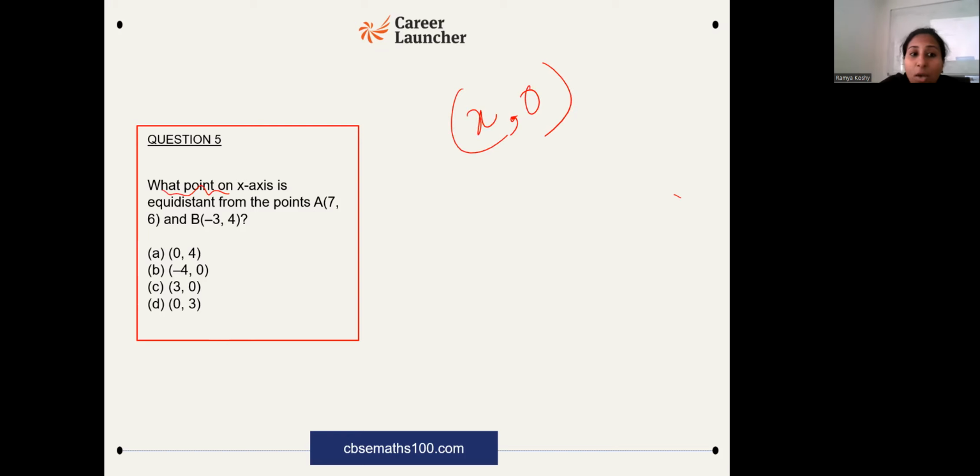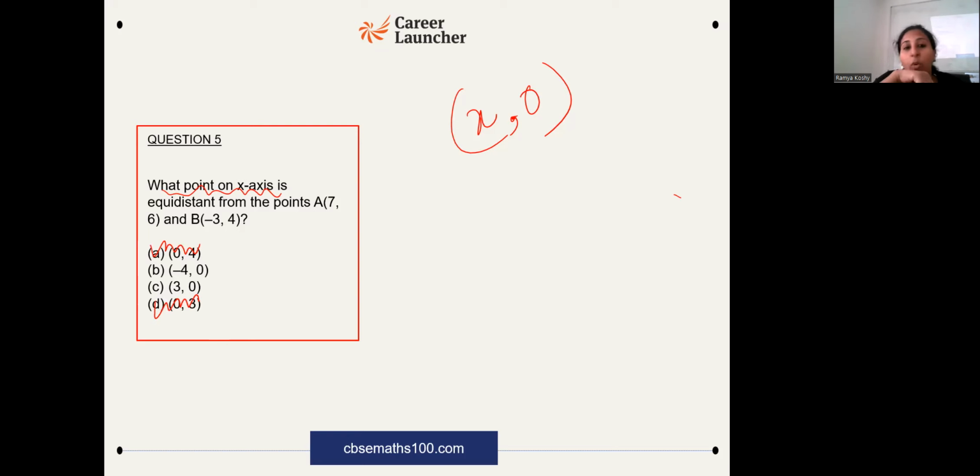Since they're asking what point on the x-axis, and since it's a 1 mark question, first I will eliminate options. The point is on the x-axis, so which options can I eliminate? A and D. We can cancel those, that is definitely not the answer because it's not on the x-axis.